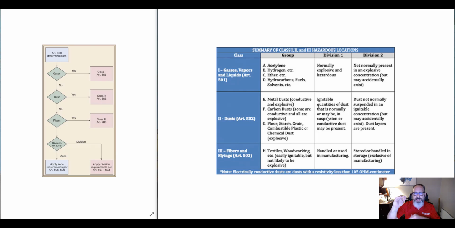So inside of that silo, it will be a Class 2 Division 1. Outside of the silo may not be a Class 2 Division 1. It may be Class 2 Division 2. That means that dust is not normally suspended in an ignitable concentration. So outside of that silo, there may not be enough dust because the wind would blow it away. It's not in a high enough concentration, but it still could accidentally exist.